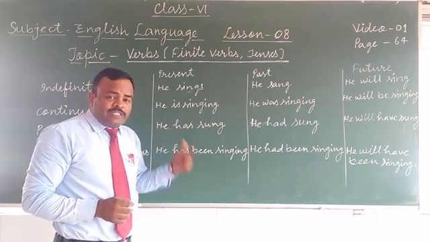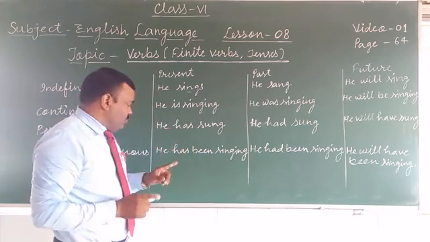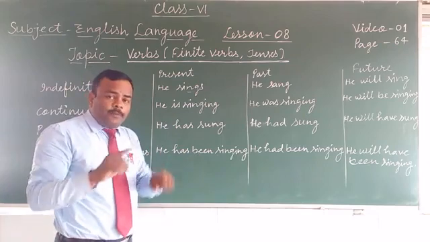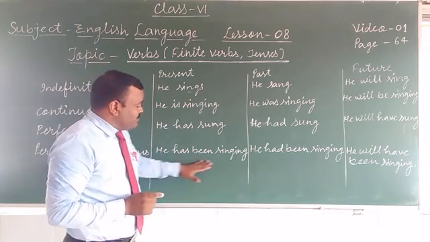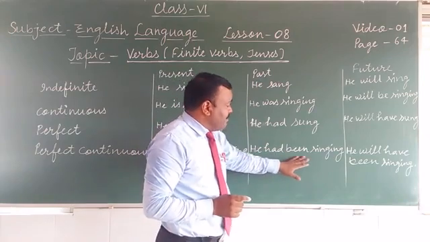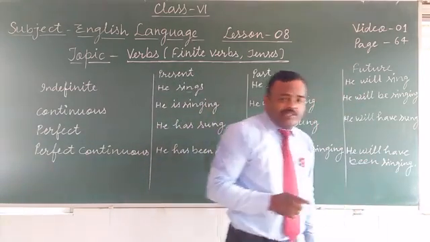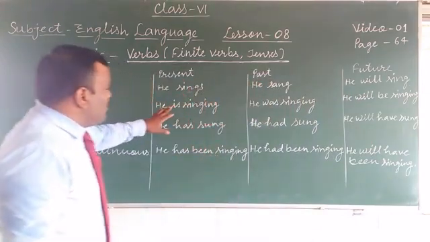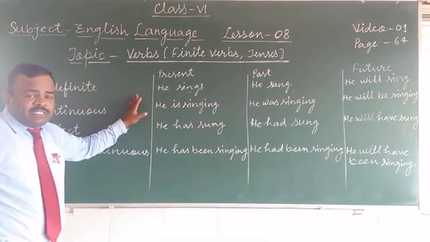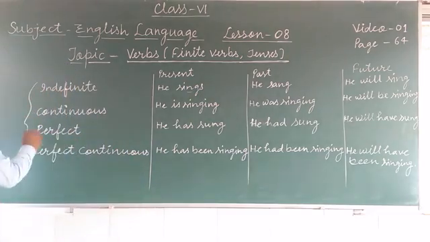Since is used for fixed time and for is used for period of time. Okay, and since is used for point of time. He has been singing and past perfect continuous. He had been singing and future perfect continuous. He will have been singing. So the verb has 3 tenses with 4 forms. These are the 4 forms of the 3 tenses.